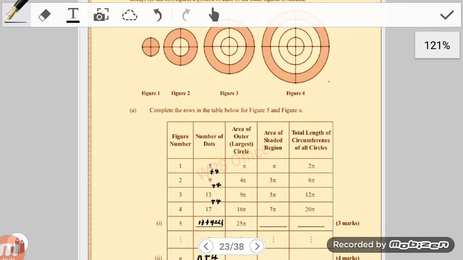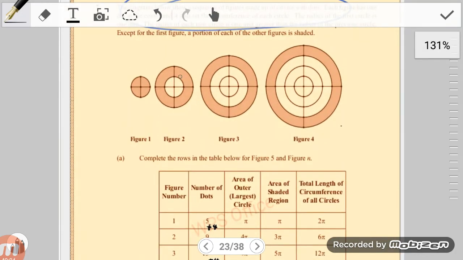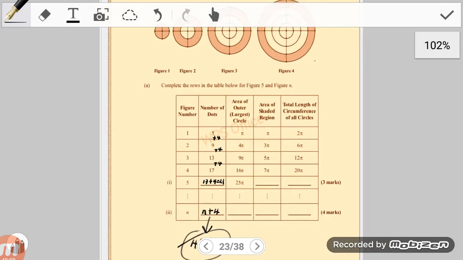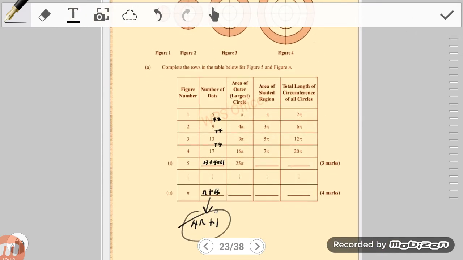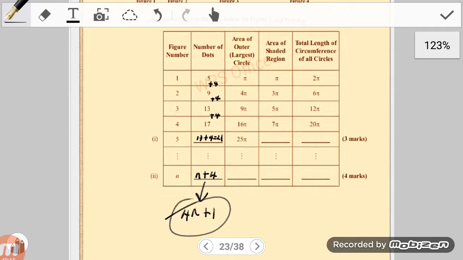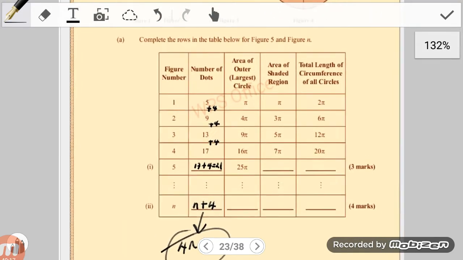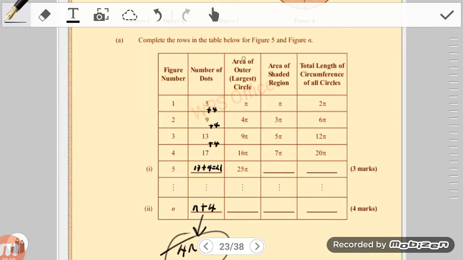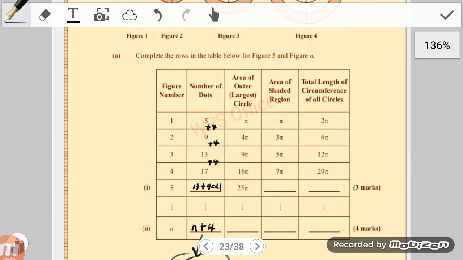Another person might see it as n plus 4. It could have been just another circle plus 4. So I think I'm gravitating towards 4n plus 1, but both will get you a consistent answer anywhere. Okay. Looking at this section that says the area of the outer, which is the largest circle. So area of the outer. The first circle has an area of pi.